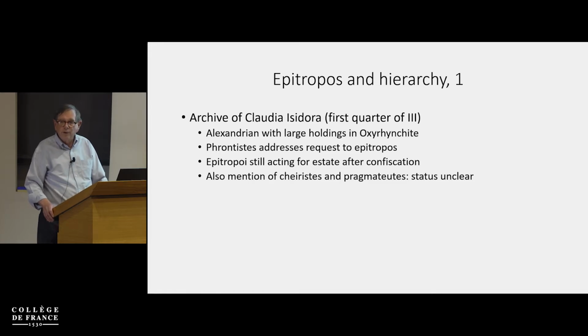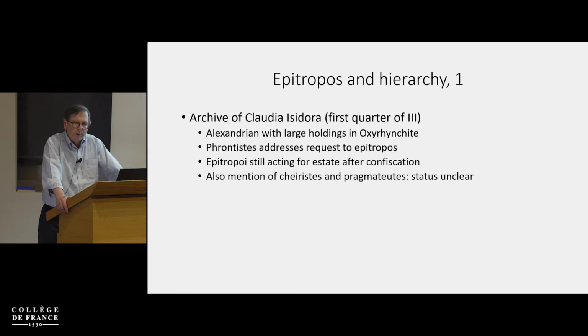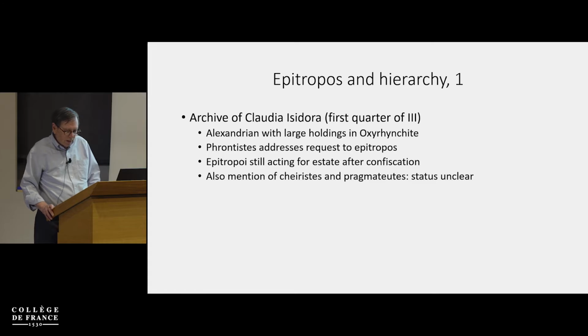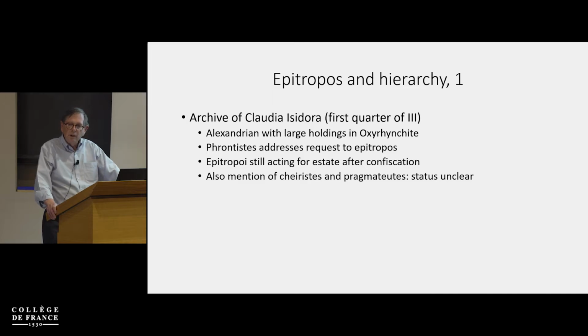In another document, probably when the difficulties with the government that led by 225 to confiscation of the estate were already beginning, two epitropoi and a former epitropos petitioned against the Strategos' action in having his grammateus place seals on the property. Other documents mention a charistes and a pragmateutes without making it clear if the pragmateutes is private or public.